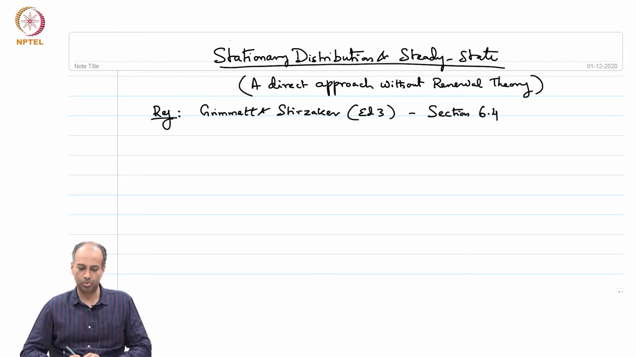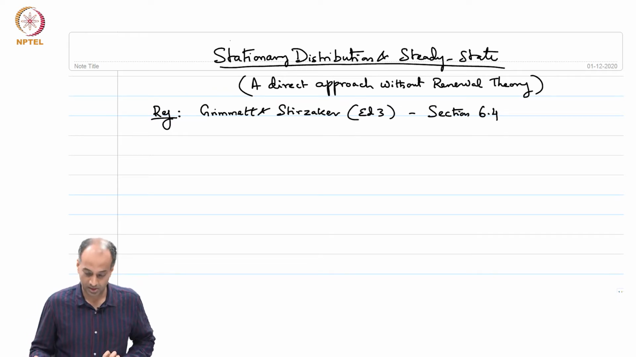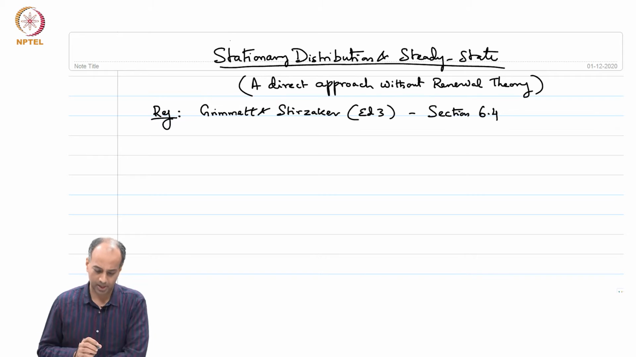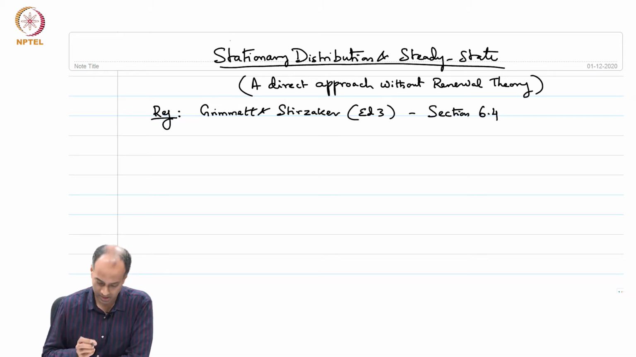This part is from the book by Grimmett and Stirzaker on probability and random processes, 3rd edition, section 6.4. It is a lovely book, and this section is a good exposition on the stationary distribution and convergence without renewal theory. My agenda for today is to roughly tell you how the stationary distribution can be constructed explicitly without using any renewal theory, and how the convergence to steady state can be proved.